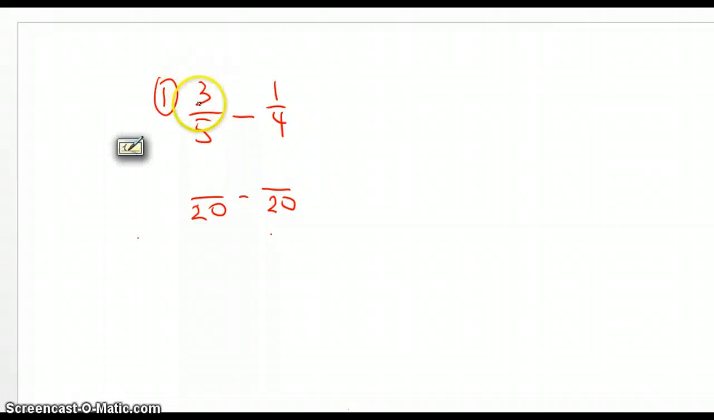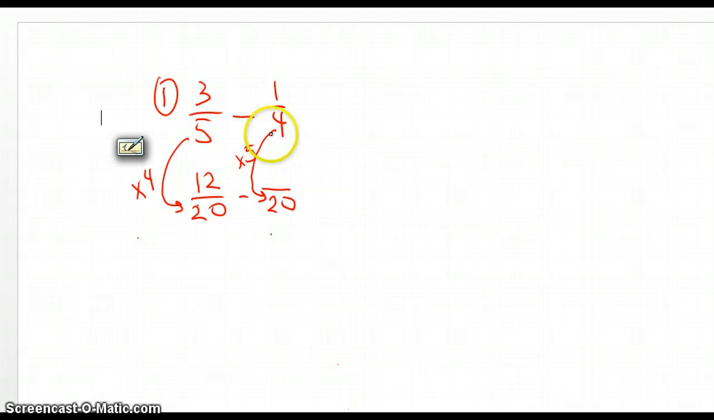Now again, you can't just write the 3 up here. You need to ask yourself, 5 multiplied by what makes 20? Of course that's 4, and then you need to multiply this 3 by that same number. So 3 times 4 would be 12. Okay, same thing over here. 4 multiplied by what? Of course, that's 5 to make 20. So 4 times 5 is 20. You need to multiply this 1 by 5. So that would be, of course, 5.